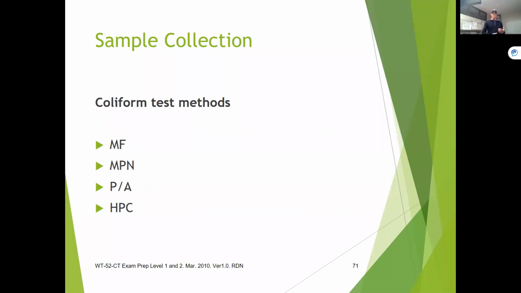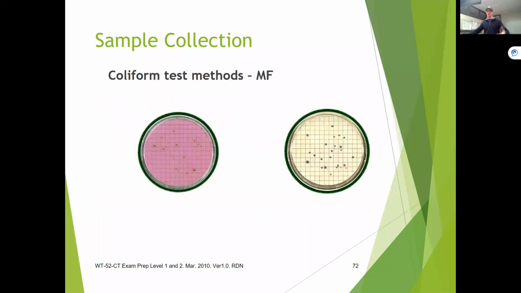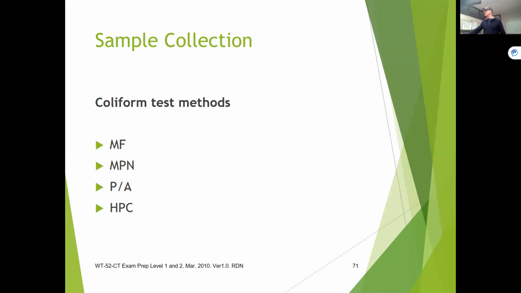When it comes to coliform testing, the most commonly used methods include the MF method, which is used a fair bit. That's the one you saw earlier with the agar plate. You put the sample in, there's a media in there, and it grows those little bubbles, and then we count out the bubbles. Most probable number is the one we saw earlier, where we count up the squares that are glowing, and that is the most probable number.